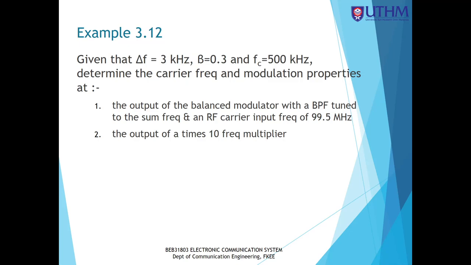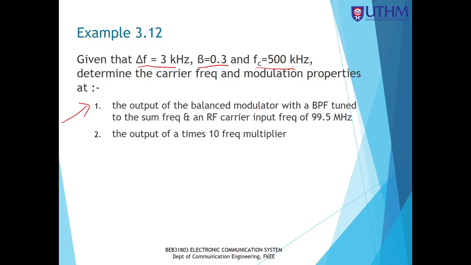Given that delta F is equal to 3 kilohertz. Okay, you are given the input here. Delta F input 3 kilohertz, beta 0.3. Carrier 500 kilohertz. So now we want to do the frequency up conversions by using two different methods. The first question asks you to find the output if we use a heterodyning process. Remember, if you use a heterodyning process, only the carrier frequency will be changed.